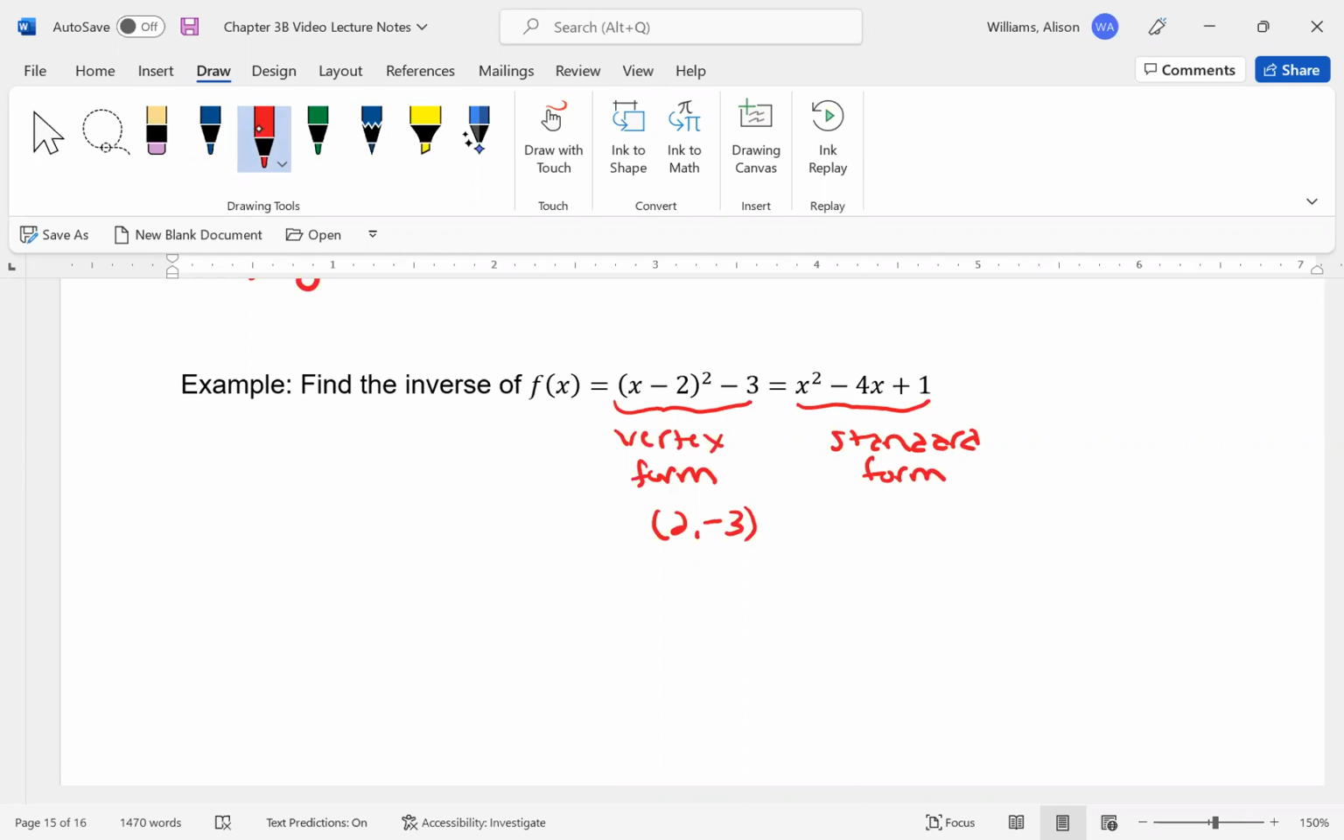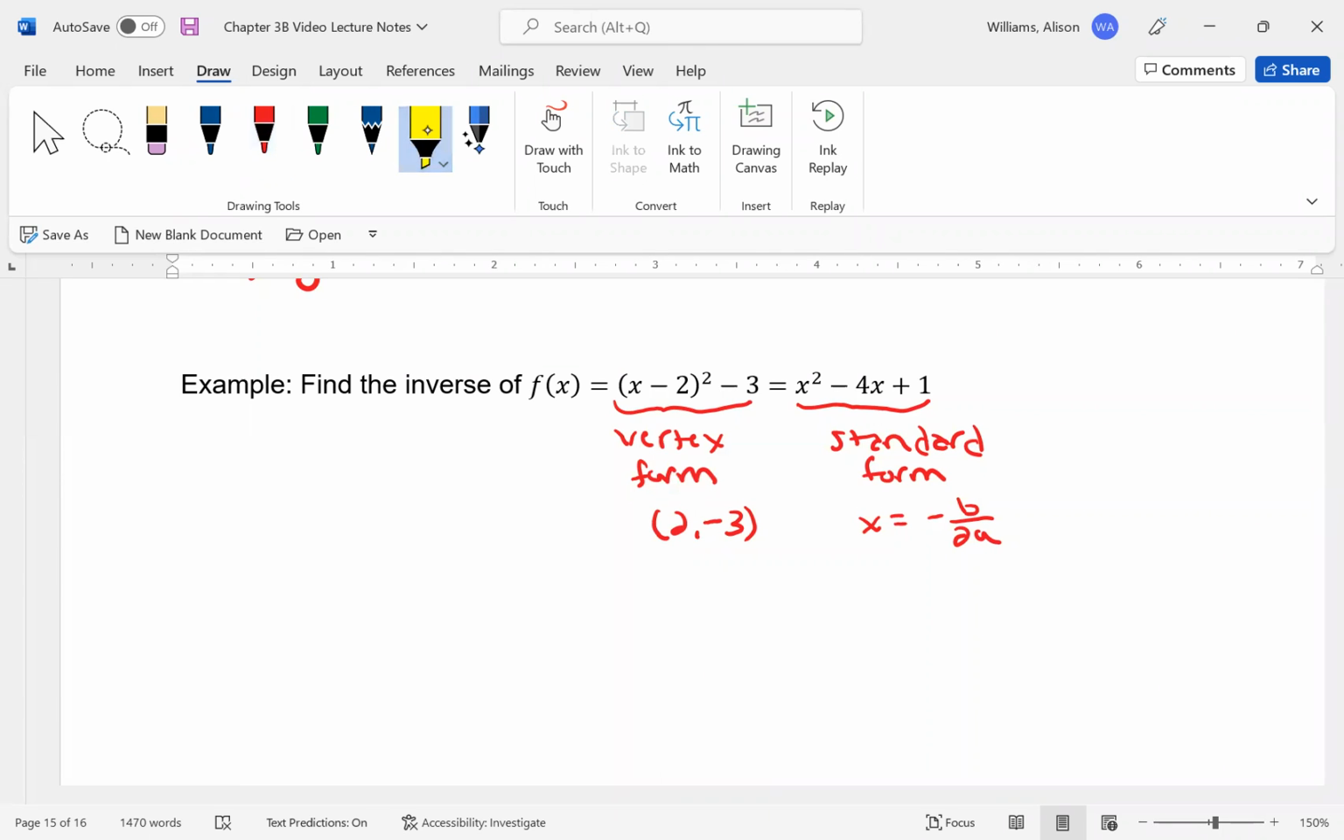If you're given your equation in standard form, it's wise to go ahead and find the vertex. My D's are kind of looking like A's today. There we go, standard form. So it'd be wise to find the vertex, and you might remember the little formula for finding the vertex is -b/2a. Find the vertex and then put it into vertex form, because vertex form is going to be easier to work with when finding the inverse.